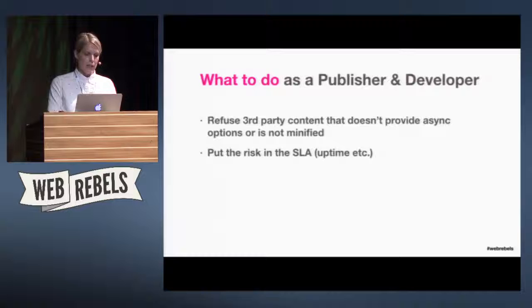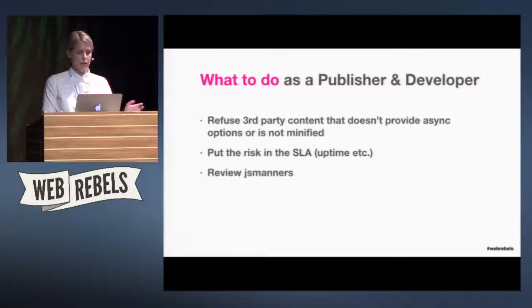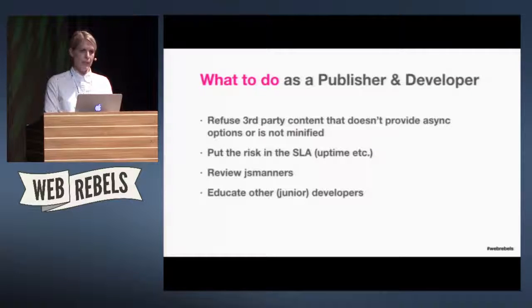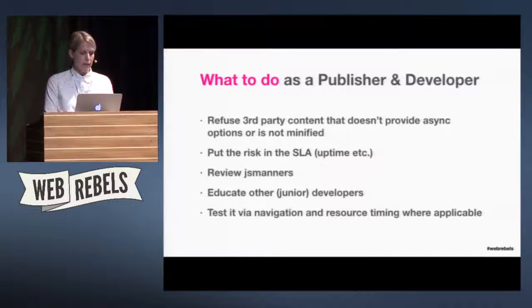So check that out. Put the risk in the SLA: see how often the third party goes down, and maybe put that in your agreement. Review JS Manners. Maybe by now somebody has done some stuff on JS Manners to help you figure out if the script that you want to include is good. Educate. I think it's very important to help people understand that this is an issue and that it can be fixed very easily. Test the script with the navigation and the resource timing API.